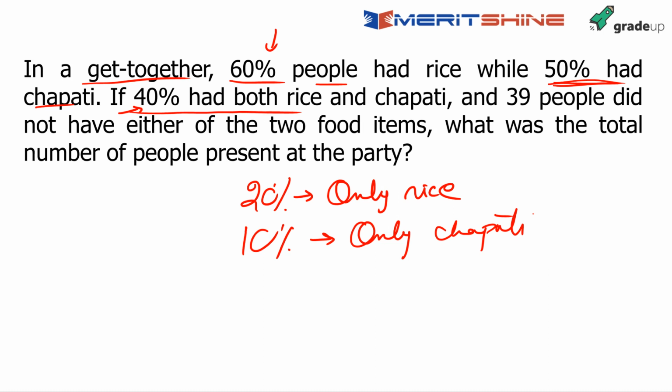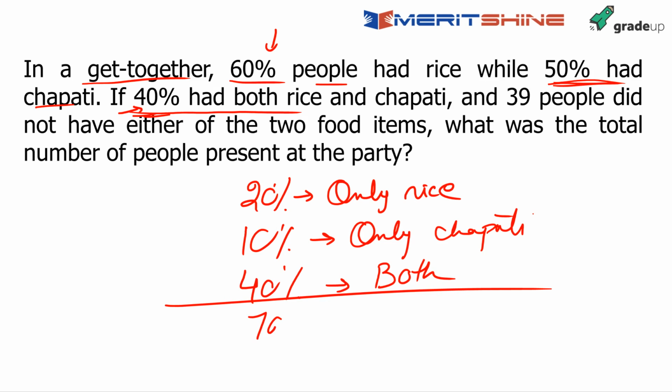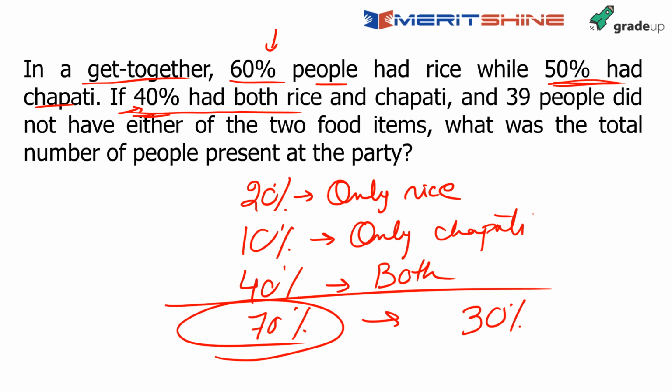Now come to this third part, 40%. What is this 40%? These are the people who had both the things. 20 plus 10 plus 40. What is this? 70%. Now what is this 70%? This number 70% includes all those people who had either only rice or only chapati or both rice and chapati. What is the only category left now? This includes those who ate only rice, those who ate only chapati, and also those who ate both. How much do they add up to? 20, 10, 40, 70%. So what does that mean? 30% people, percentage means out of 100, 30% people are such who ate neither of the two things. So this is the answer in terms of percentage.